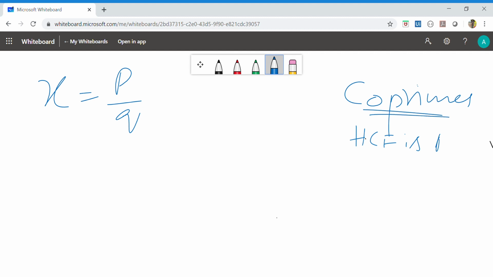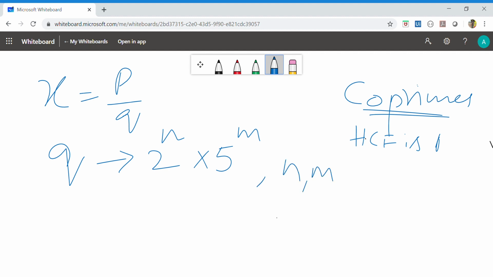Okay. Then x is a rational number whose decimal expansion is terminating if it is in the form of p by q, where p and q are co-primes, and the prime factorization of q is in the form of 2 to the power of n into 5 to the power of m, where n comma m are non-negative integers. That means n comma m belongs to z plus.